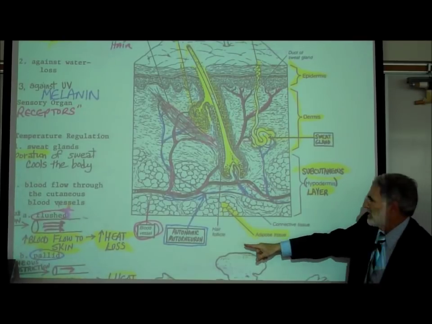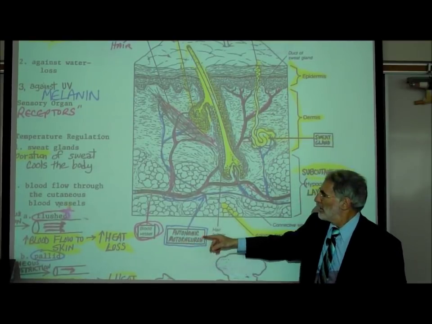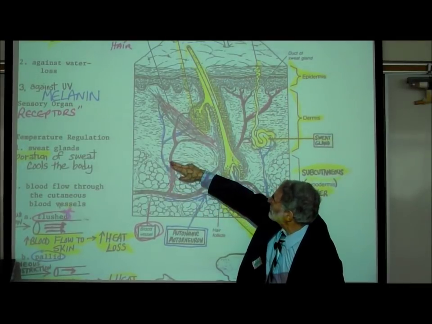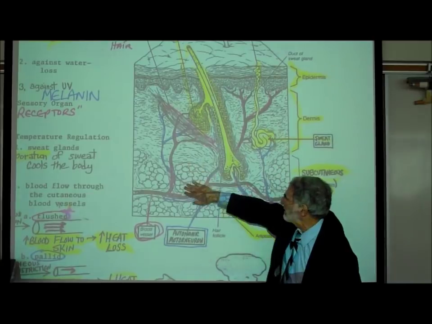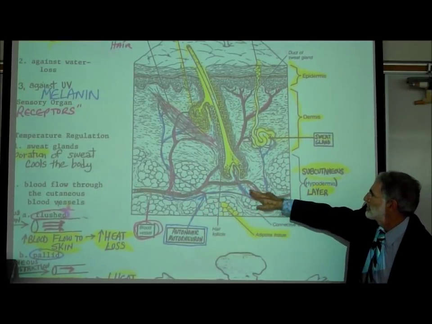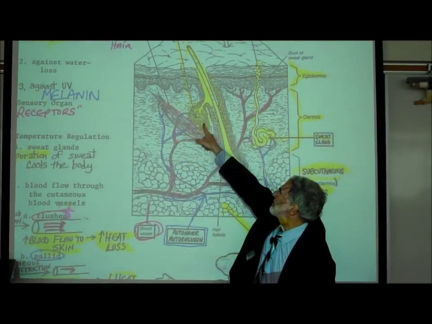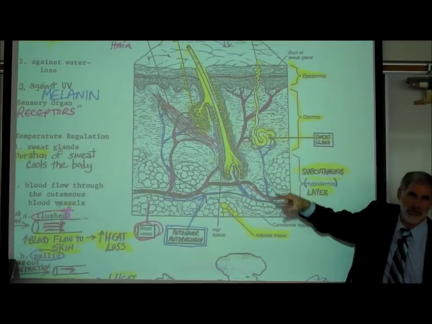It shows down here something labeled an autonomic motor neuron. Now, this autonomic motor neuron is shown, and it looks like it has branches that go to the arrector Pili muscle. It has branches that go to this cutaneous blood vessel. It has branches that go to the sebaceous gland. It has branches that go to the sweat gland.